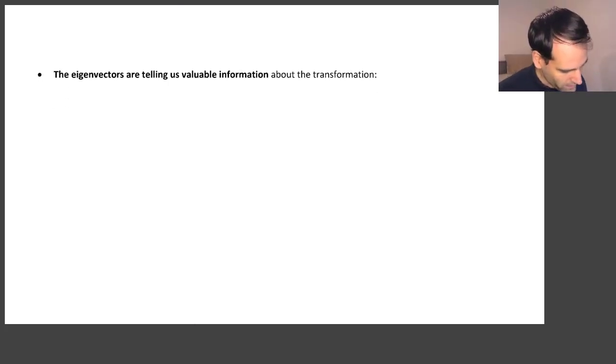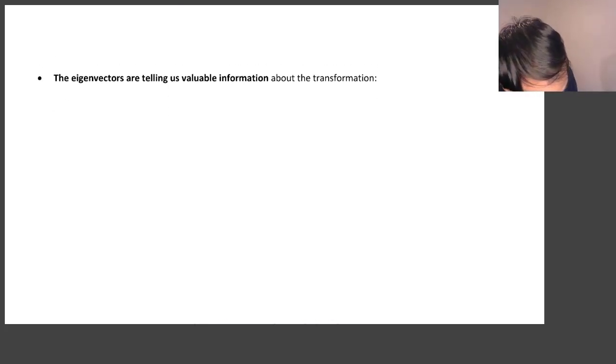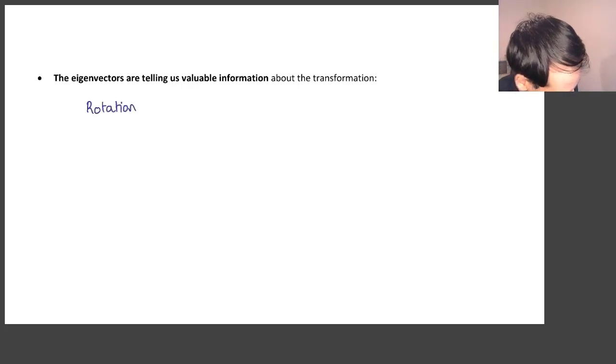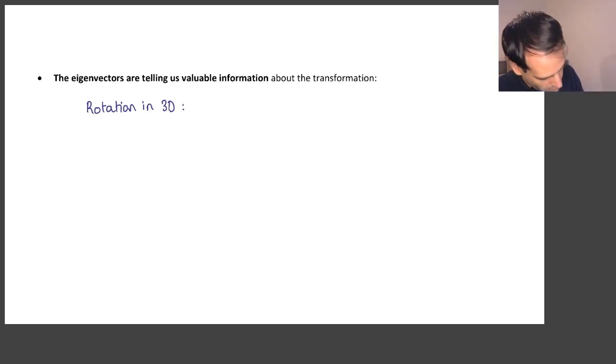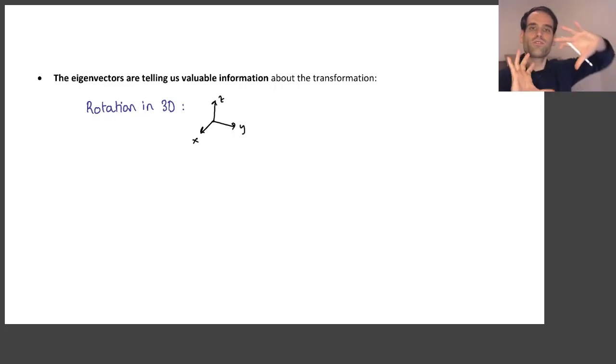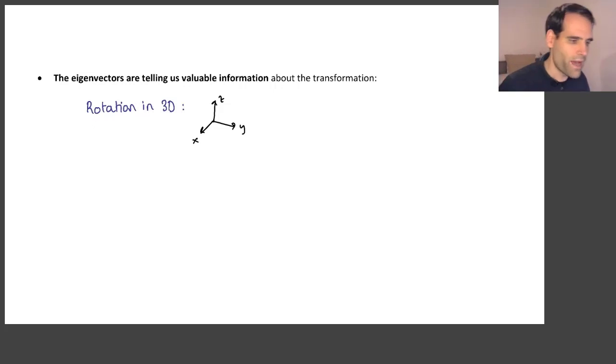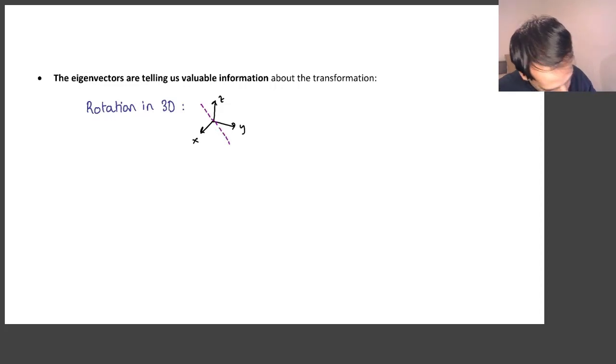Okay? So for example, imagine you are doing a rotation in 3D. So you have your axes, x, y, z, and then you have a transformation which is rotating space around a certain axis. This axis might be tilted somehow like that. So our rotation is rotating maybe by 90 degrees or something like that.